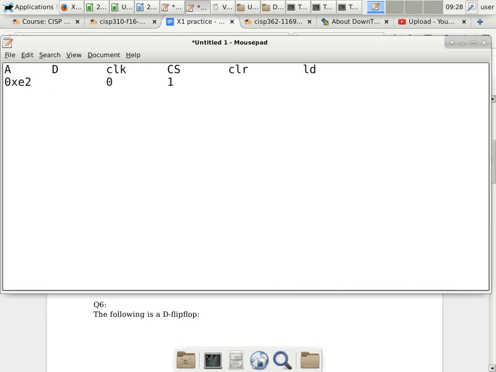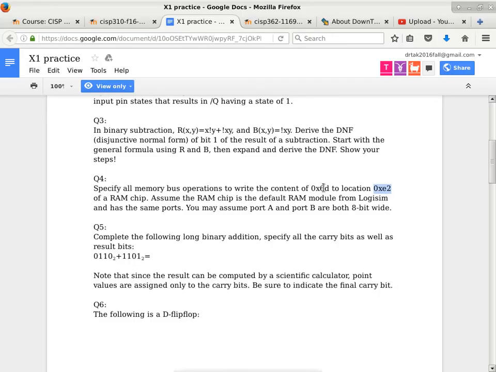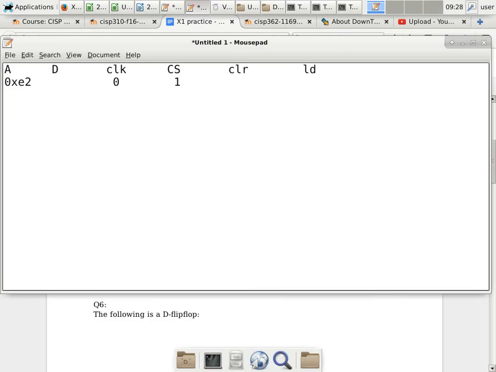The content that we are writing to RAM is 6D. So we want to specify 6D as my data. Clear needs to be a zero, because we don't want to change the content of RAM to all zeros. And then the load has to be a zero, because we are writing to RAM, we are not reading from RAM. Okay, so this is how you set up.